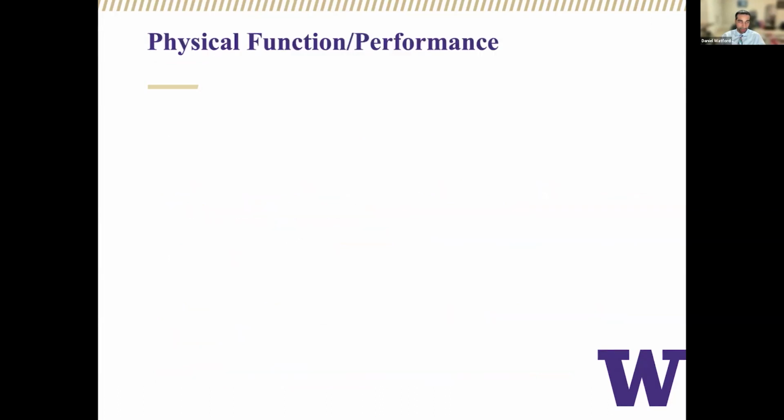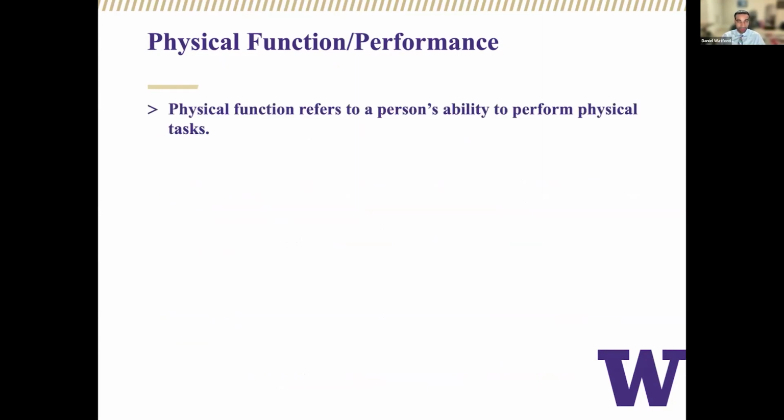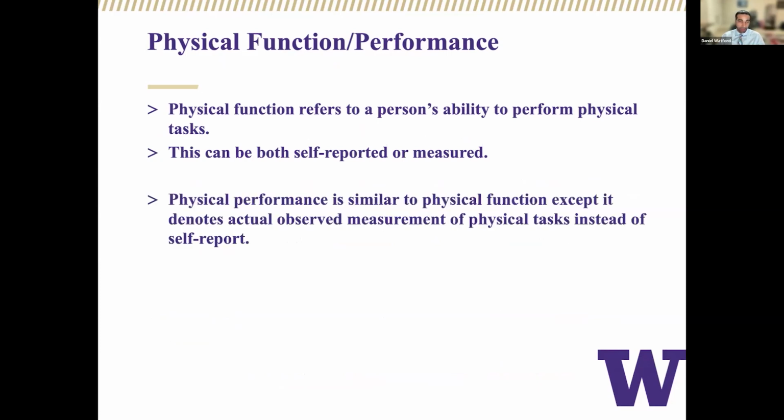All right, so what about physical function and physical performance? Well, physical function refers to a person's ability to perform actual physical tasks. And I think this can be both self-reported or measured. When we're talking about physical performance, although it is very similar to the definition of physical function, it denotes actual observed measurement of physical tasks instead of a self-reported metric.